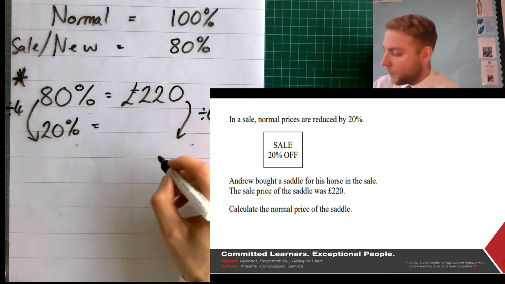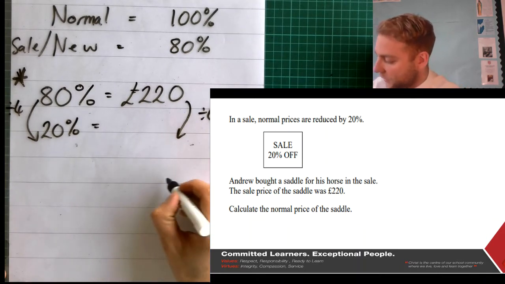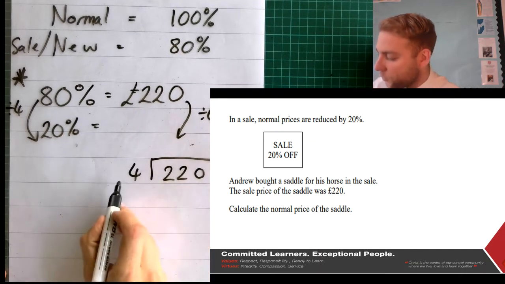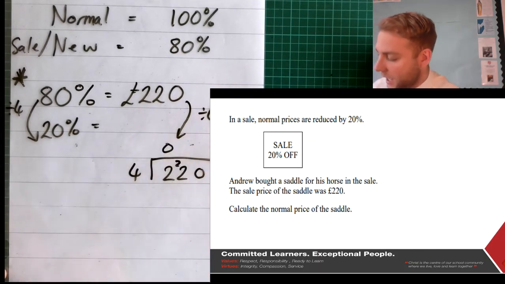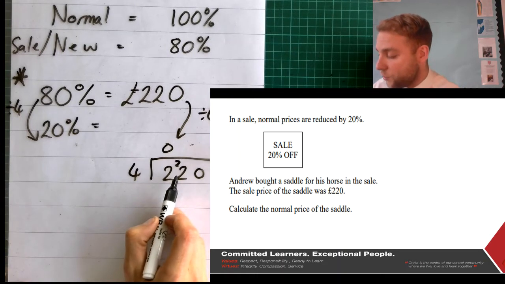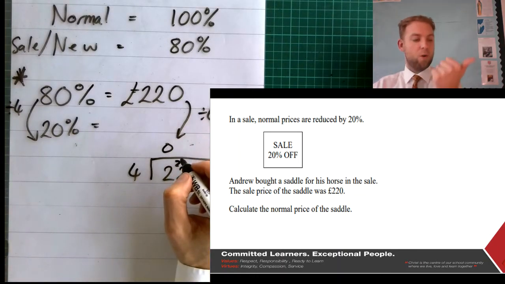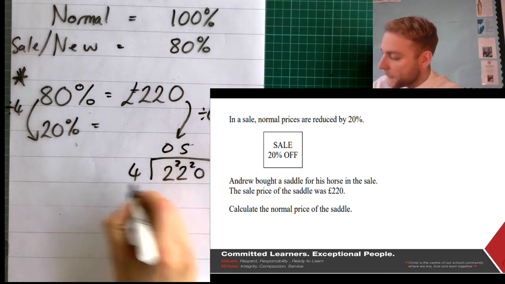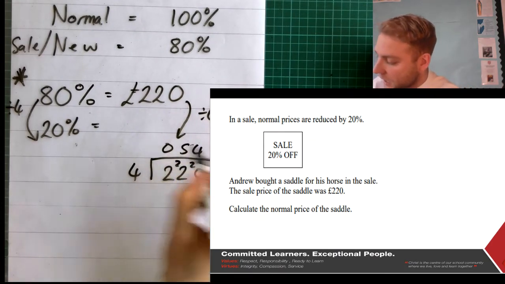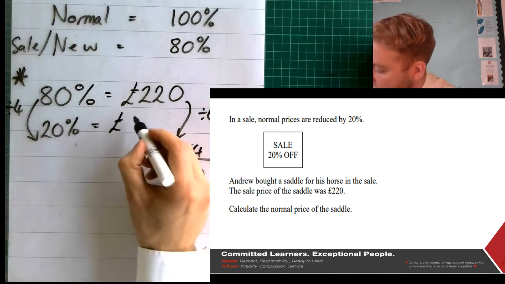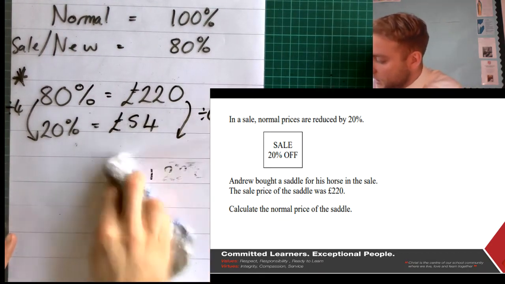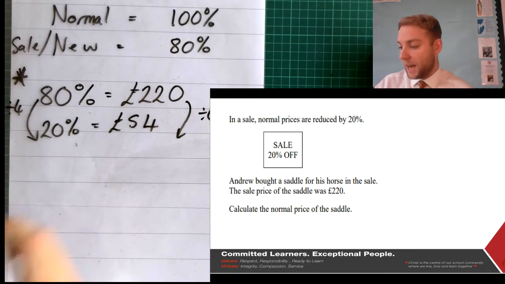220 divided by 4, that one's a little bit trickier. I'll do that just underneath here. So 220 divided by 4. 4 into 2 doesn't go. Okay, fine. 4 into 22 goes 4, 8, 12, 16, 20. So 5 carry the 2. And 4 into 20 goes 4 times. So this is equal to 54. Brilliant. So then I know what 20% is.